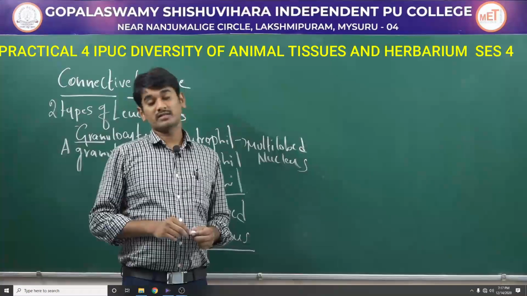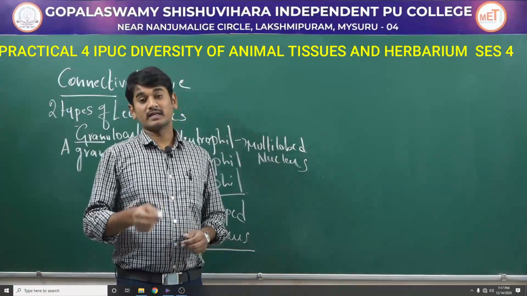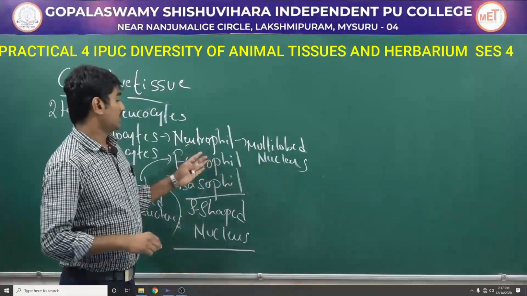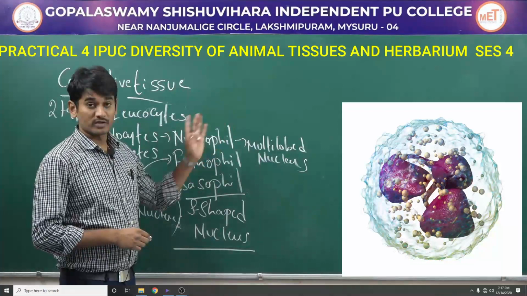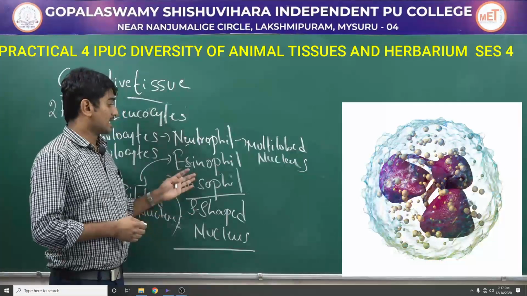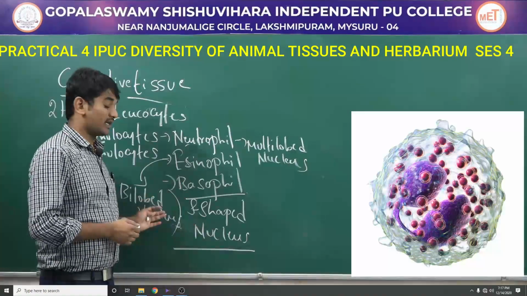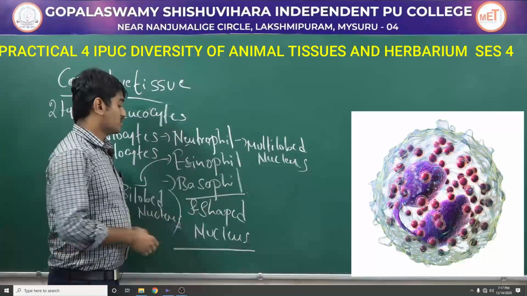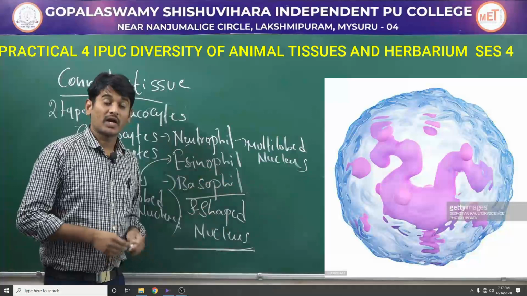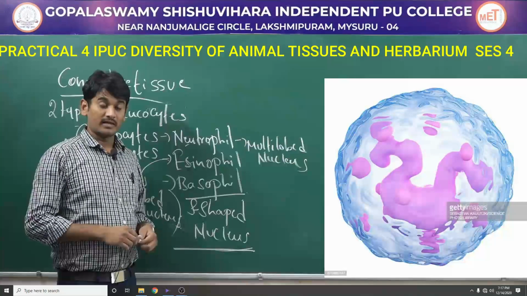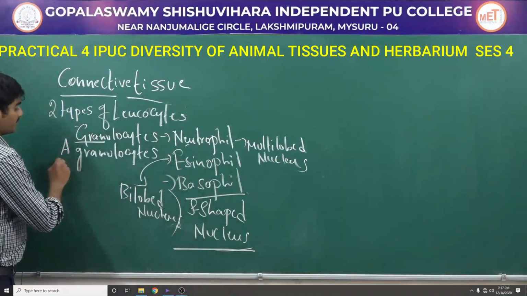These granulocytes are the human cells which kill pathogens, and these are all the types. Neutrophil shows a multilobed nucleus, eosinophil shows a bilobed nucleus, and basophil shows an S-shaped nucleus. These are all about granulocytes. The next one is agranulocytes.